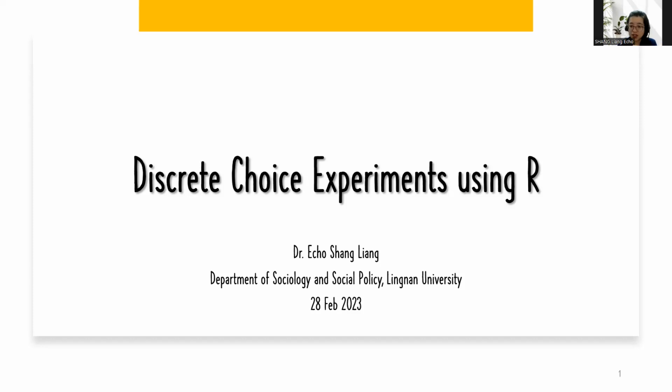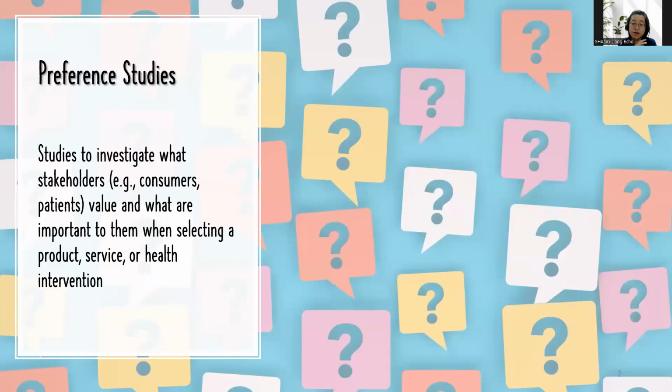So let's get started. First of all, I would like to talk briefly about what are preference studies. Because in the discrete choice experiment, our key focus is to understand the preferences, the values, or the key considerations that individuals have when they make a choice or when they make a decision about whether to choose product A or whether to choose product B.